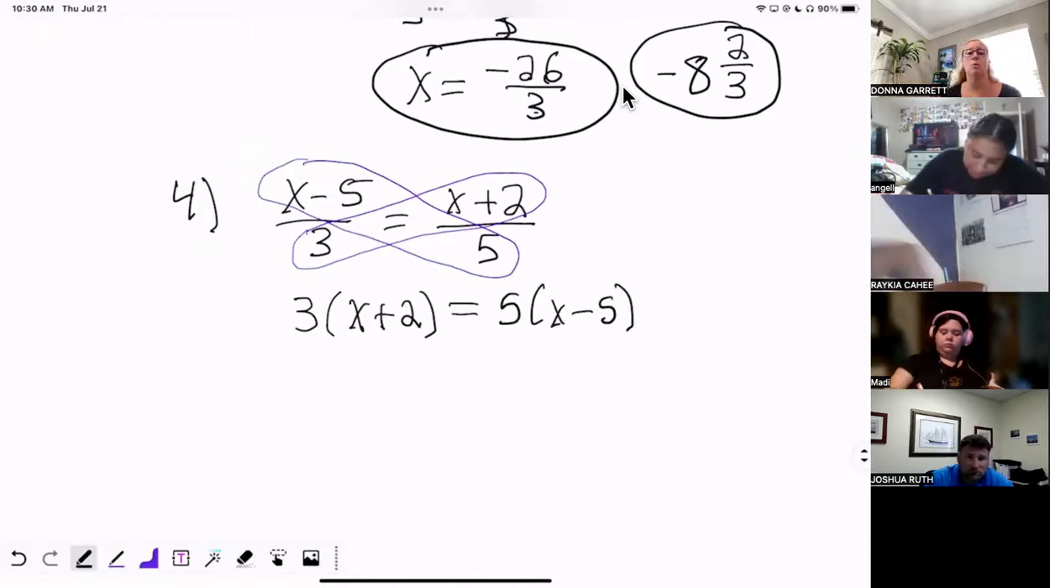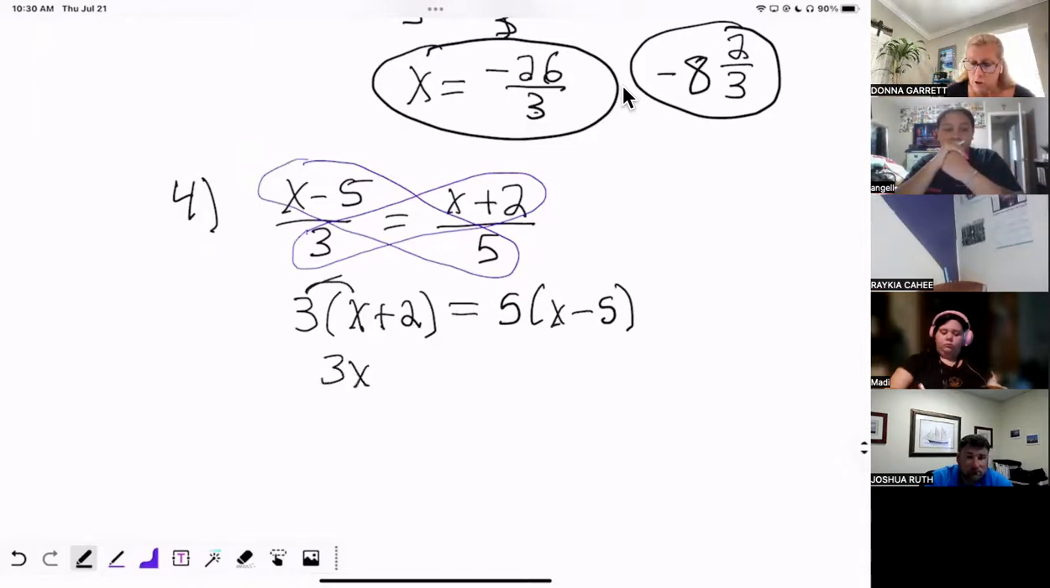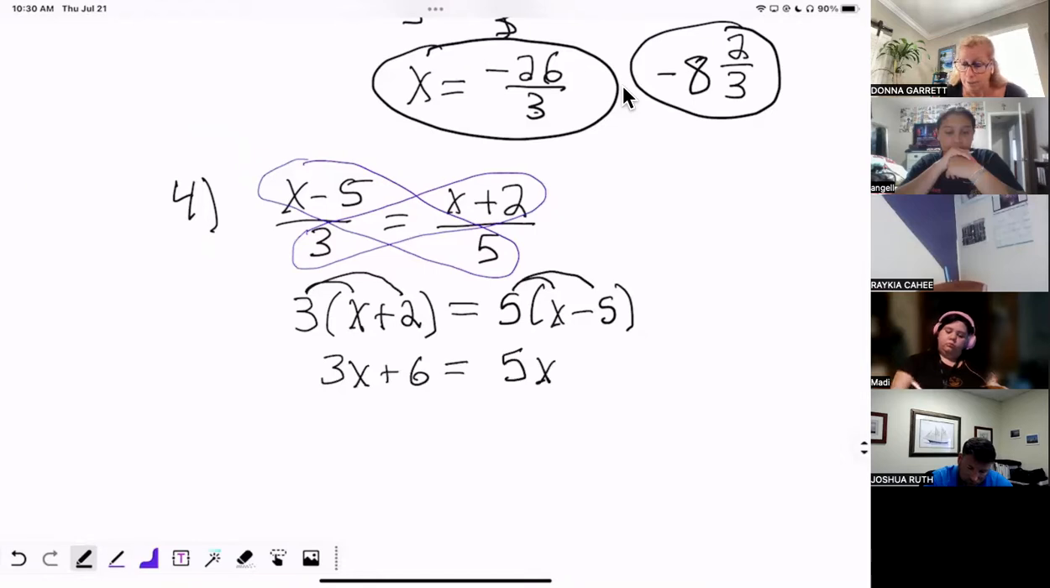Then we have it set up so we can distribute and solve. So distribute 3x, distribute 3 times 2 is 6. That's my one side. Now distribute my other side. 5 times x is 5x. And 5 times negative 25 is minus 25. Sorry, negative 5, ahead of myself. 5 times negative 5 is negative 25, which is minus 25.